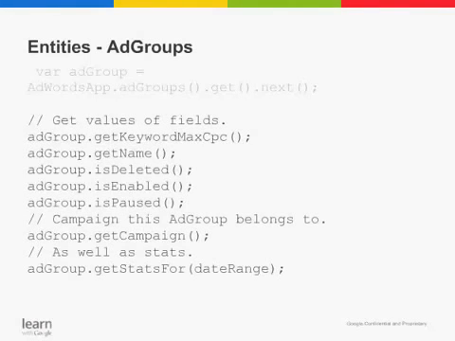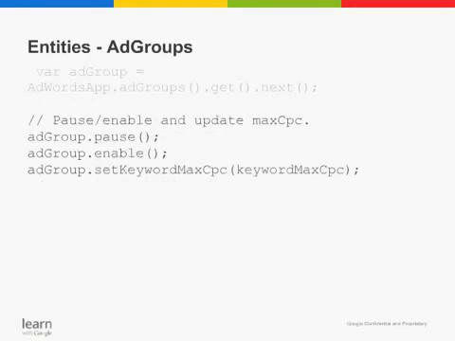Ad groups will also let you check various fields, such as the keyword max CPC, which is the default keyword bid, the status. You can also get the campaign very quickly if you're dealing with an ad group and you just need to get back to the campaign. There's a convenience method right there, as well as getting ad group stats. Again, we'll go into that in more detail in a little bit. You can also pause, enable, and set the default keyword bid for ad groups.